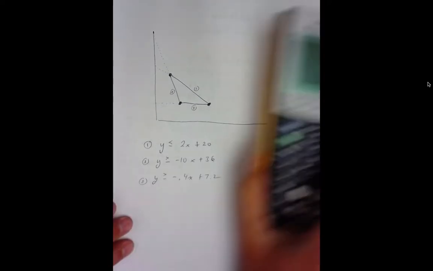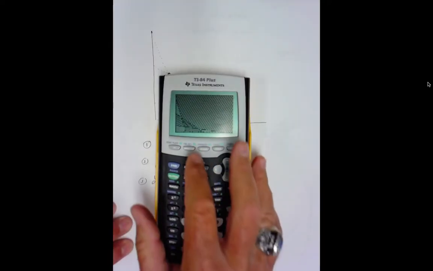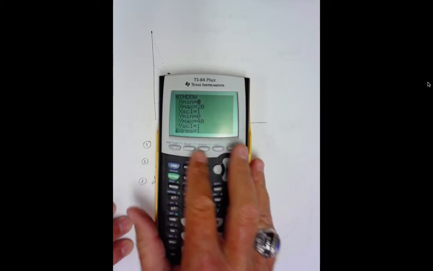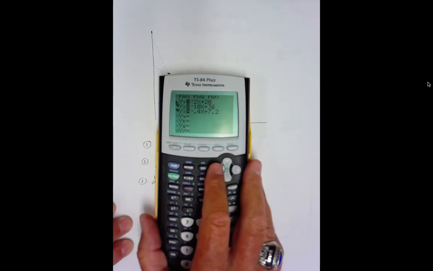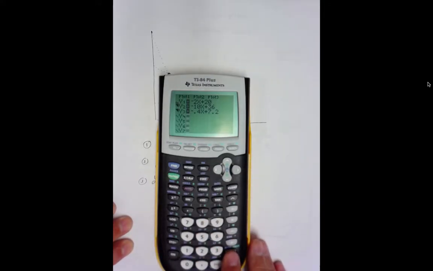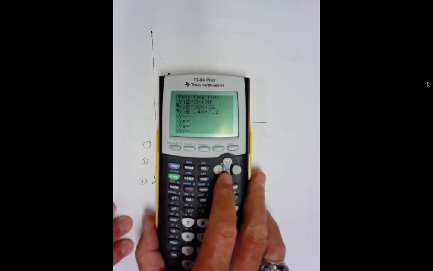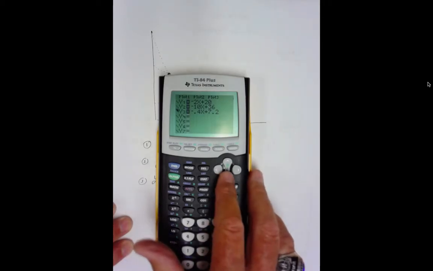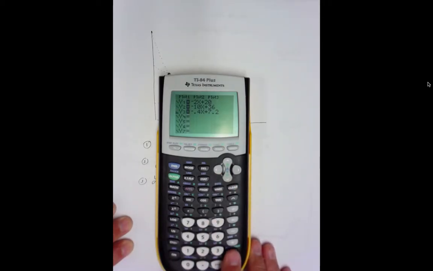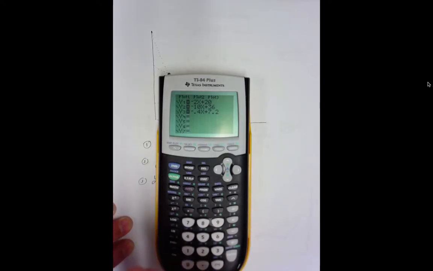Okay, now I'm going to get rid of some stuff. First of all, I'm going to get rid of the shading because I don't need that anymore. Guys, this is super hard to see the way I'm doing it, so bear with me. Okay, I think that's it.